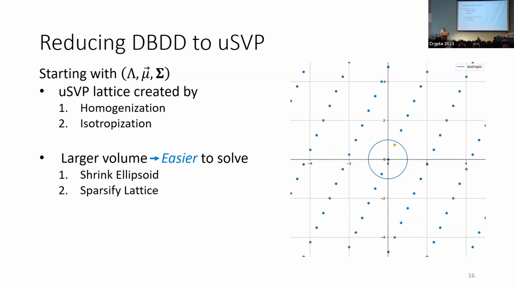And the larger the volume of this lattice is, the easier your problem is to solve. And you can do this by either shrinking your initial ellipsoidal search space or sparsifying your initial lattice before doing this homogenization or isotropization. And integrating hints provides ways to do such.